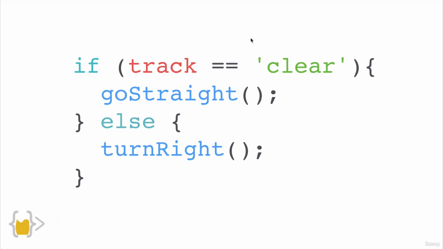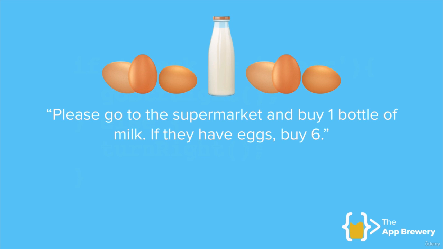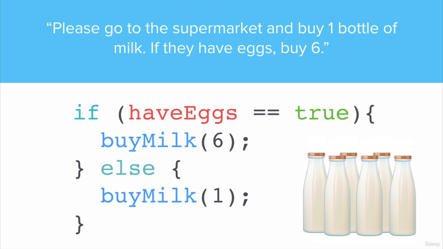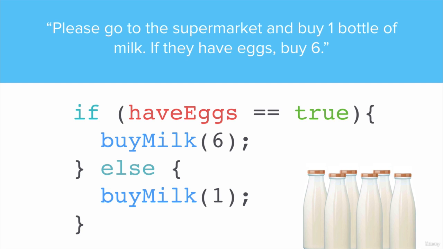Now, if you live with a programmer, then it's really dangerous and you have to be very careful how you word things. For example, if you told your husband or wife who's a programmer, please go to the supermarket and buy 1 bottle of milk. If they have eggs, buy 6. You might think what you're saying is buy 1 bottle of milk, and if there's eggs, buy 6 eggs. But what they might hear is if have eggs equals true, then buy 6 bottles of milk. Otherwise, buy 1 bottle of milk.